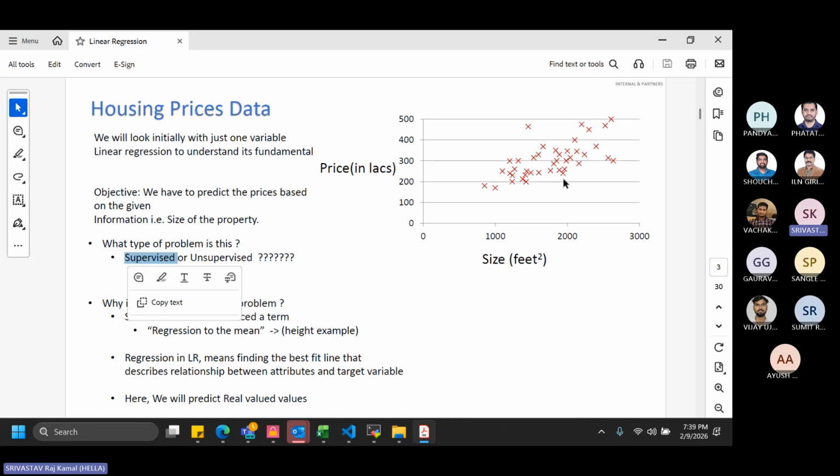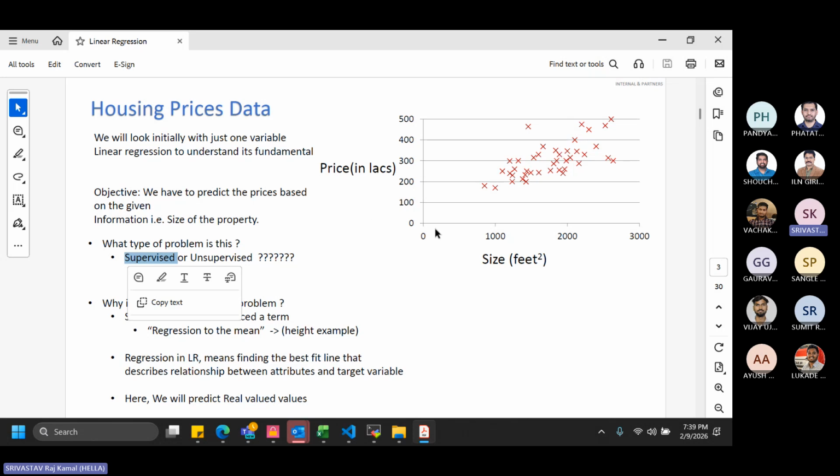So for the same size there could be different prices. And if you remember from the very first lecture, I mentioned that it is all about uncertainty. The more knowledge you get from the data, the more accurate your predictions will be. So this is one example. Currently, since this is just size, we see different varieties, but that's okay.